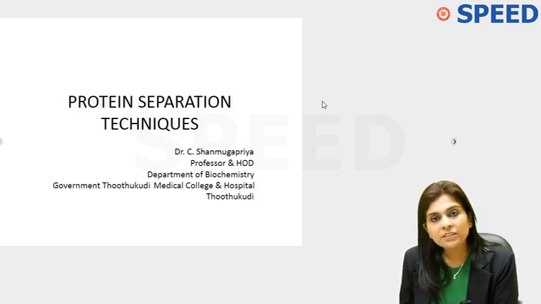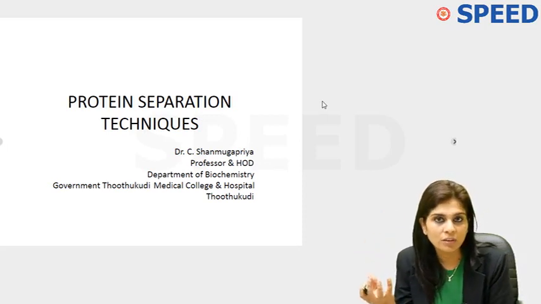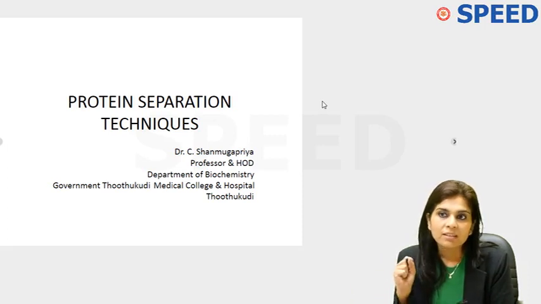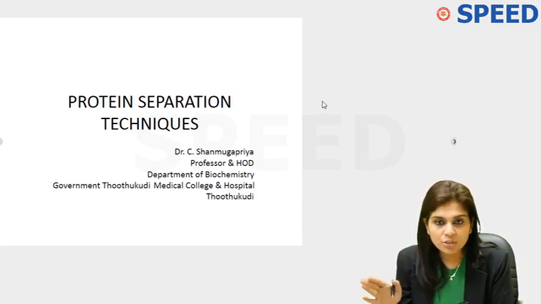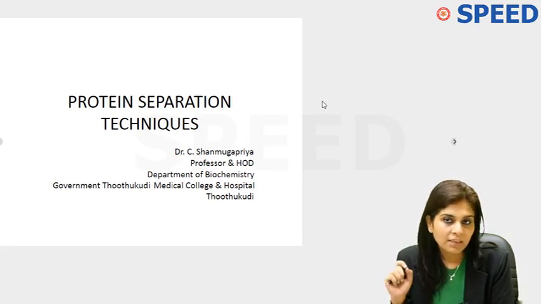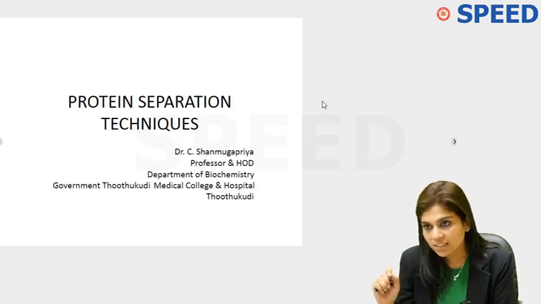And then there was a picture-based question showing you a column, which is basically a cation exchange column, and they were asking you what type of technique or which technique is it. So for you to answer such questions, you need to be very clear about all these protein separation techniques. First, what are the properties based on which we can separate proteins?